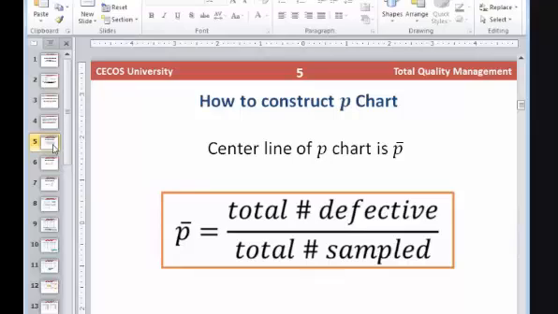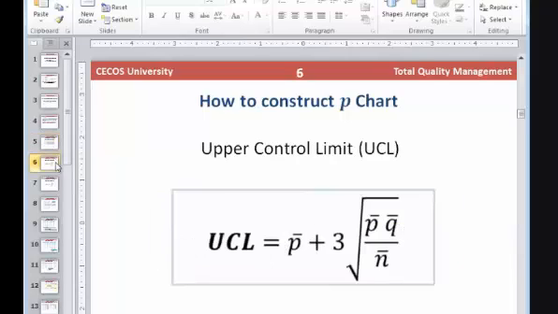Total number of defectives divided by the total number of samples. So we have to take this average formula, P bar. Please note down that in the numerator we have to take the total number of defectives, and in the denominator the total number of samples. The upper control limit is very different. In this case, it's basically a formula.